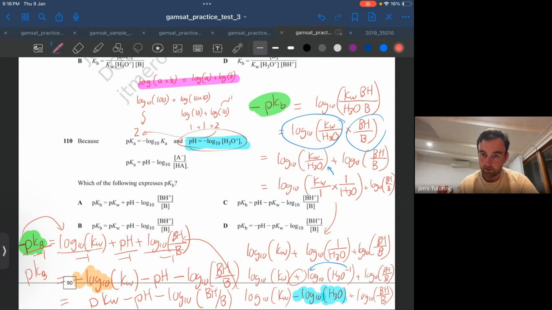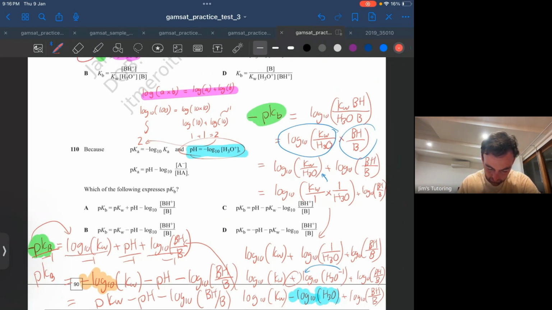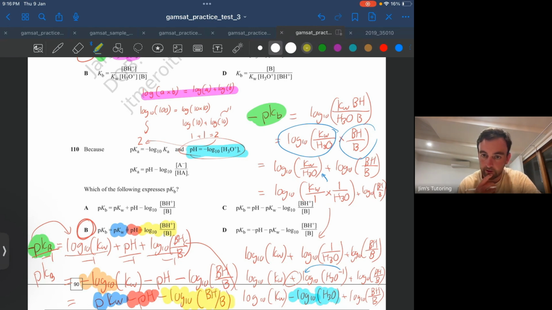So we got there, which is answer B. Does everyone see that? So pKw, I'm going to run out of colors, minus pH minus log 10 of BH over B. And that's the end. So if you've made it this far, well done.